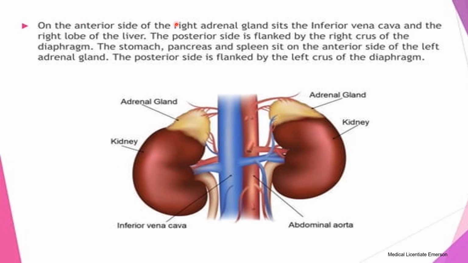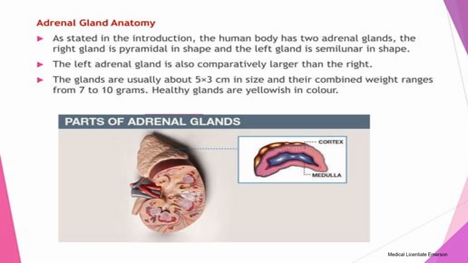Then on the anterior side of the right adrenal gland sits the inferior vena cava and the right lobe of the liver. The posterior side is flanked by the right crus of the diaphragm. Then the stomach, the pancreas, and the spleen sit on the anterior side of the left adrenal gland. Then the posterior side is flanked by the left crus of the diaphragm.